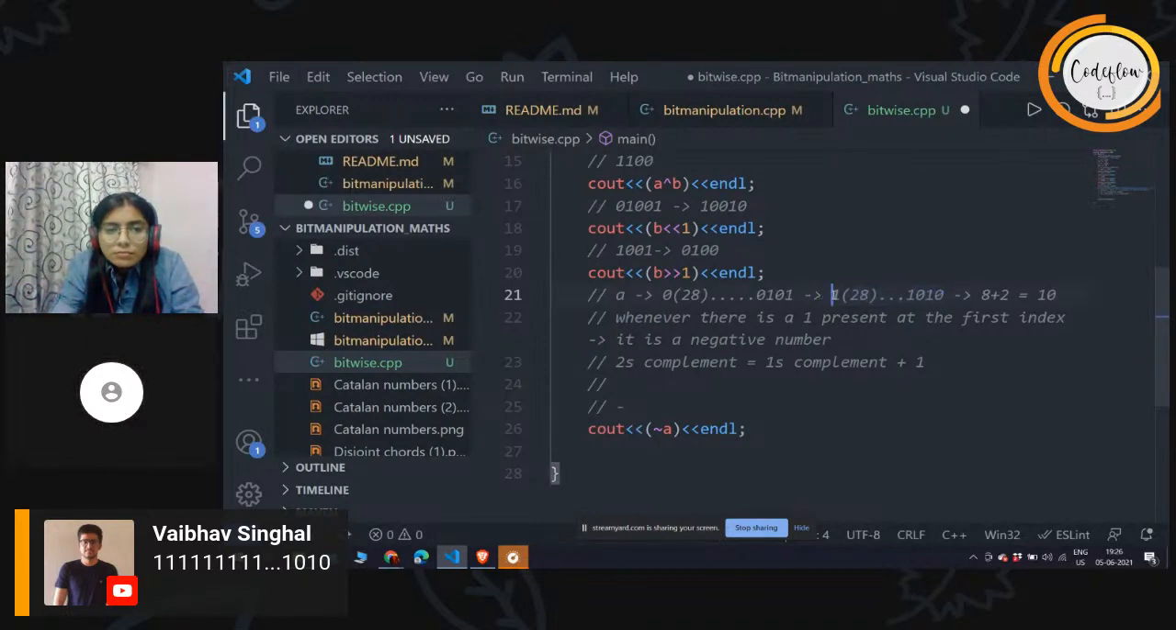So my 28 ones will again be converted into zeros, right? 28 zeros. And then I have this 0101. These bits will also get reversed. So can I write it as, I'll just discard the zeros, I'll just write it as 0101 for the sake of simplicity. Okay. And I'll just add 1 to it. What would be my answer after adding 1 to it? And what would be the answer in binary?